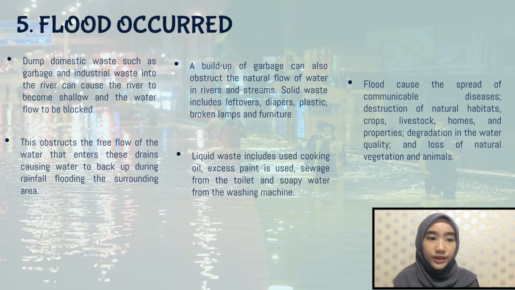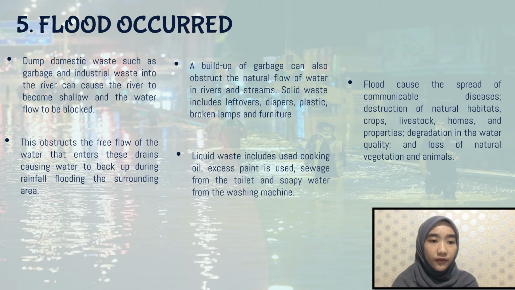Lastly, water pollution can cause flooding. Dumping domestic waste such as garbage and industrial waste into the river can cause the river to become shallow and the water flow to be blocked. This obstructs the free flow of the water that enters into the drain, causing water to back up during rainfall, flooding the surrounding area. A build-up of garbage can also obstruct the natural flow of water in rivers and streams.